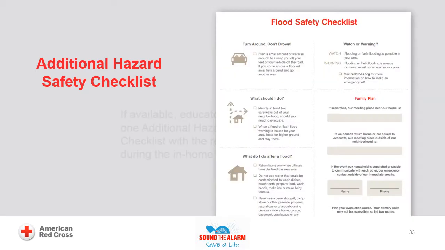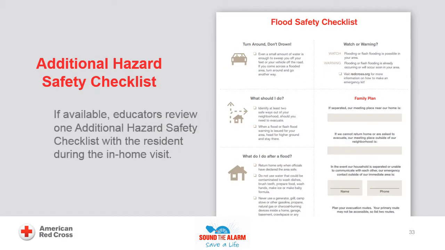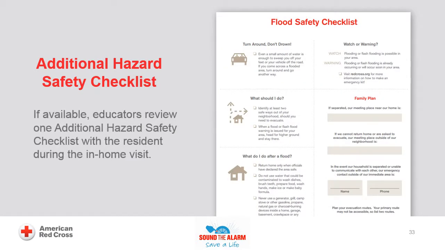If available, educators will review one additional hazard safety checklist with the resident during the in-home visit. The in-home visit is a unique opportunity to share this life-saving preparedness information with the resident. Note, additional hazard safety checklists include earthquake, flood, hurricane, tornado, wildfire, winter storm. Please note that your event leader will share with you which hazard you will be covering during the in-home visit. This hazard has been selected based on the geographic area in which you live.